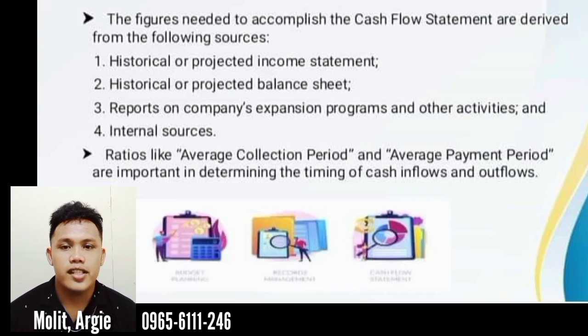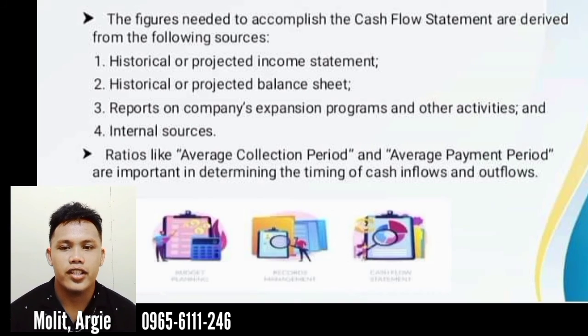And the second one, historical or projected balance sheet. The projected balance sheet or pro forma balance sheet is the statement that shows estimated changes to a company's financial status, including investment, other assets, liabilities, and financing for equity. The third one reports on company expansion programs and other activities.